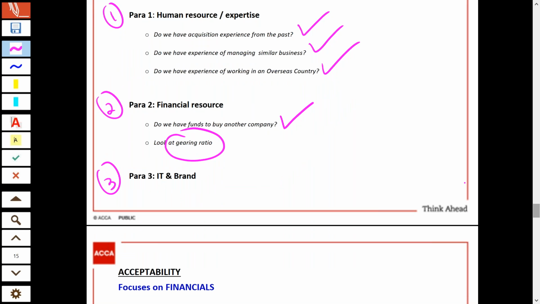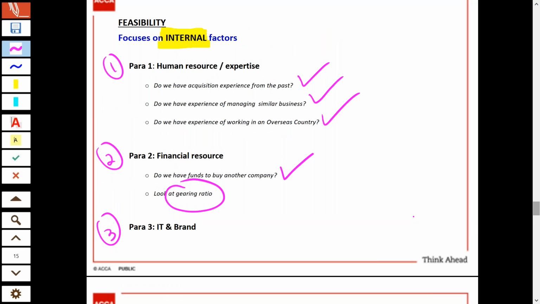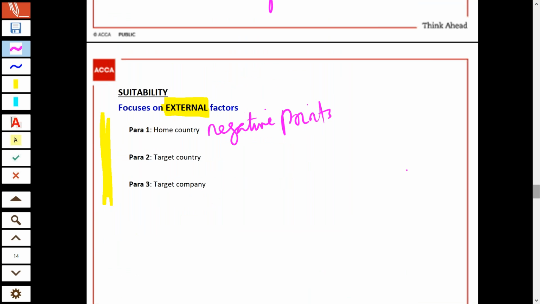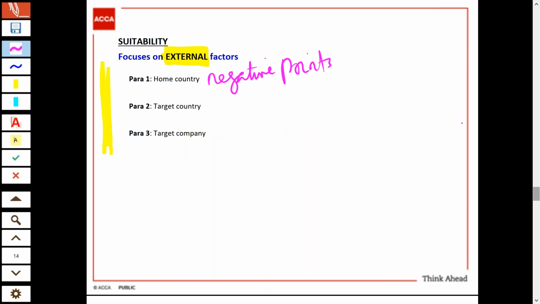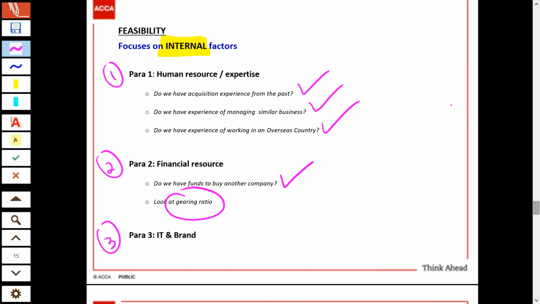And the third paragraph, any information about IT mentioned, you just reproduce it. Like if the company has a website, an online ordering system, or an online booking system, whatever information is about the technology, you can use it. Similarly for brand, if the company has an established brand, it can take advantage of the brand. So just remember these 3 items. There were 3 items in suitability: home country, target company. And then there were 3 items in feasibility, and these are mostly internal: human resource, financial resource, IT/brand.